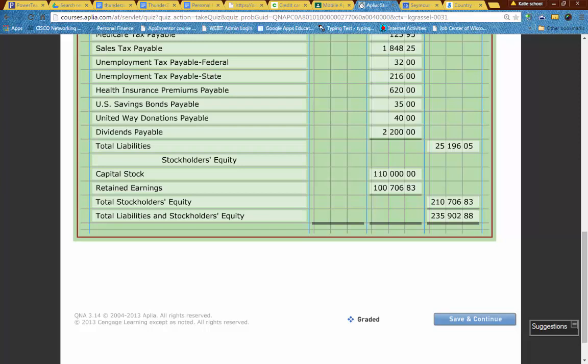The other thing I'm going to look up for you right now is to see whether or not the words will be on your statement of stockholders' equity or if you're going to need to fill them in.